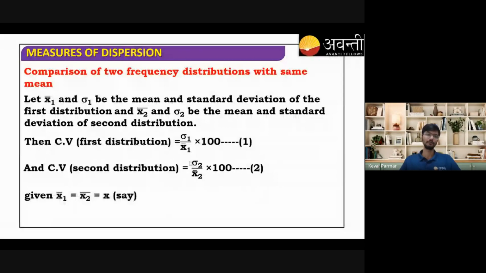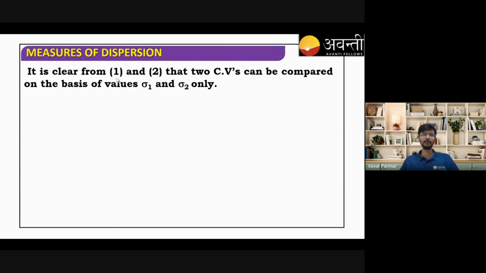So let's say we are given x1 bar equals x2 bar equals x. Right, guys? Why? Because here the frequency distributions have the same mean. That means both of the means are the same. So what can we do, guys? It is clear from 1 and 2 that CVs can be compared on the basis of sigma 1 and sigma 2. Why? Because x1 bar and x2 bar are the same. So let us compare two series with equal means.